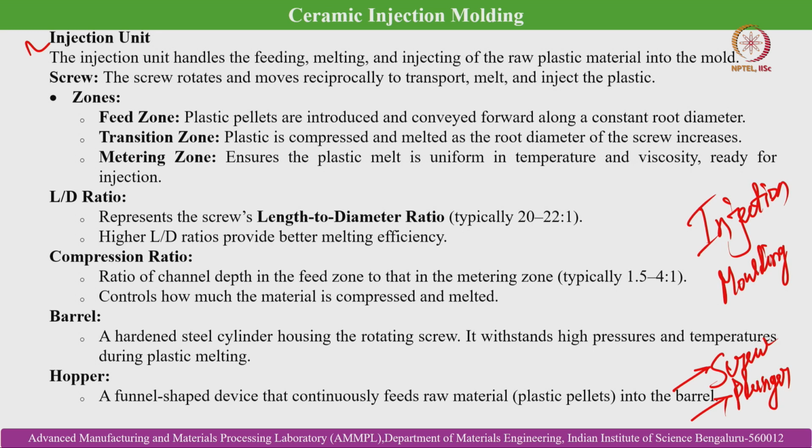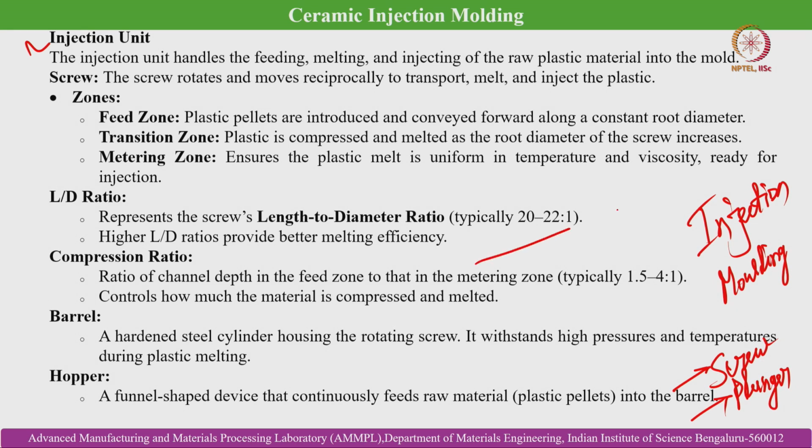The zones are: the feed zone, where plastic pellets are introduced and conveyed forward along a constant root diameter; the transition zone, where plastic is compressed and melted as the root diameter of the screw increases; and the metering zone, which ensures the plastic melt is uniform in temperature and viscosity and ready for injection. L by D ratio represents the screw's length to diameter ratio, which is typically 20 to 22:1.